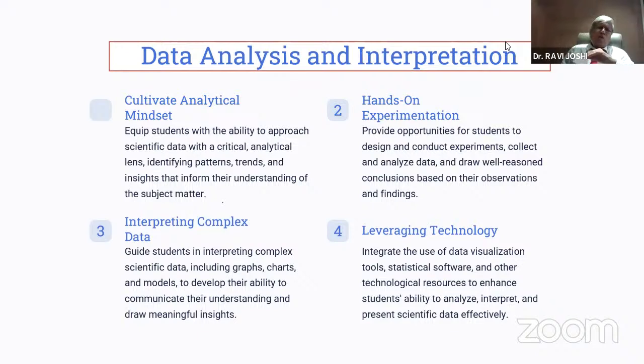There are multiple ways where you can use this: interpreting the complex data based upon the case studies, based upon the experimentation, based upon the research work. But this ability we need to develop, and we need to guide the student in interpreting the complex scientific data, graphs, charts, models, etc. And nowadays, definitely we are using different software, and you must expose students. I know in chemistry, in mathematics, in physics, you are using different software. You must expose them to that.